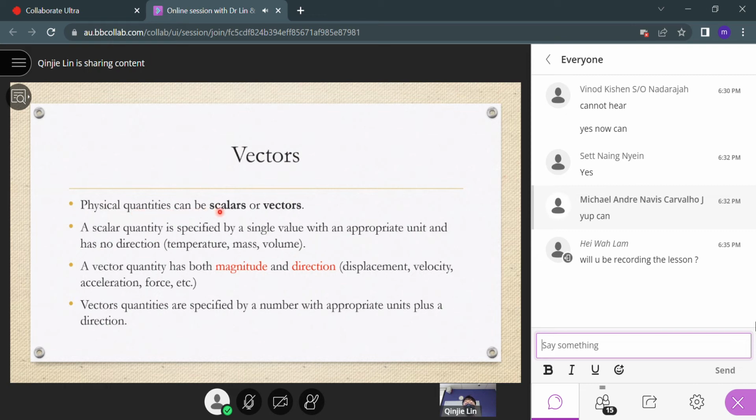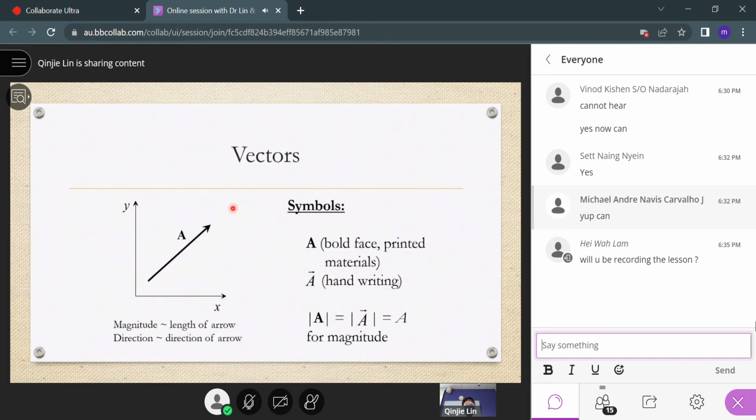Physical quantities can be scalars or vectors. When we say scalar, it will have just magnitude. When we say vector, it will have magnitude and direction. Scalar has no direction. Vector has magnitude and direction. So the difference between scalar and vector, just remember vector, you will have direction. Scalar doesn't have direction. That's the main difference between scalar and vectors.